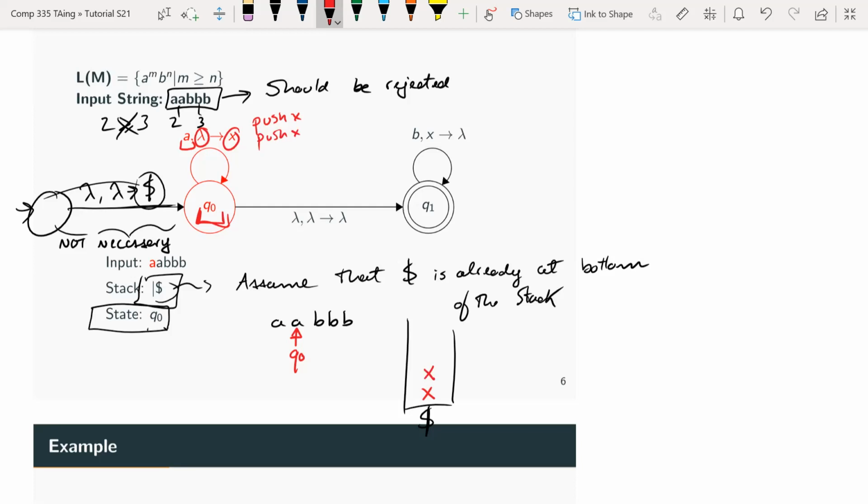Now that finishes reading my A's. I'm still in Q0, and now I'm reading a B. There isn't a transition here for a B, so I'm going to use this lambda transition to go to Q1. So Q0 becomes Q1, but I haven't read anything, because remember, lambda allows you to go from Q0 to Q1 for free.